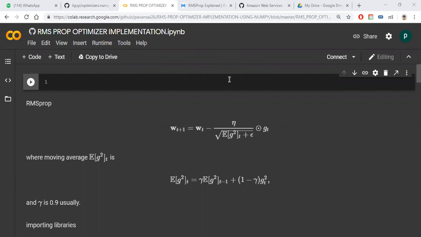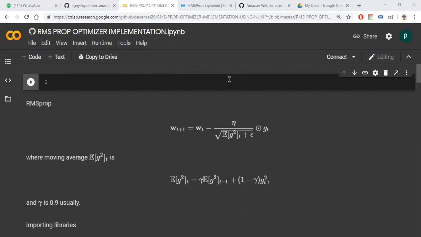Hi friends, today I am discussing the RMS prop optimizer. First I will discuss what RMS prop is and why it is called RMS prop. In the name itself, RMS prop means root mean square propagation. Why it is called root mean square prop, I will discuss later.